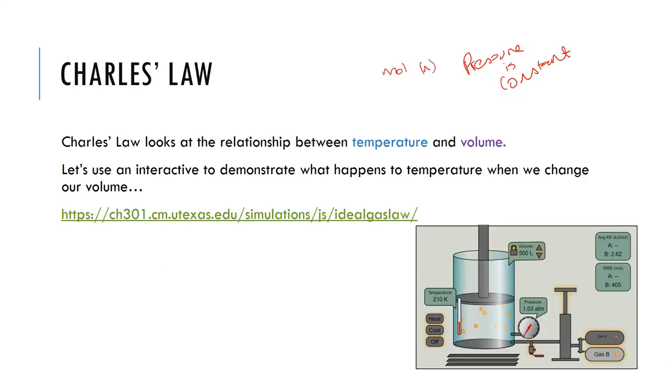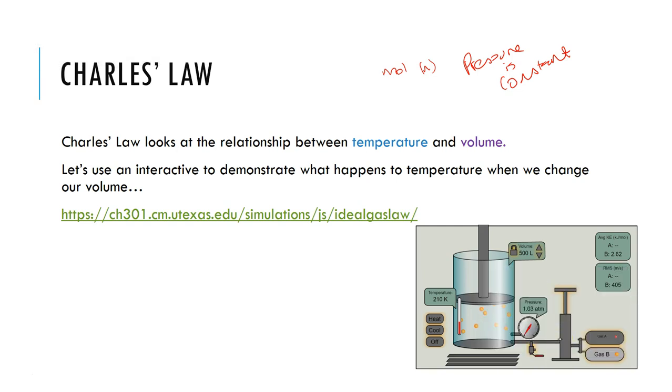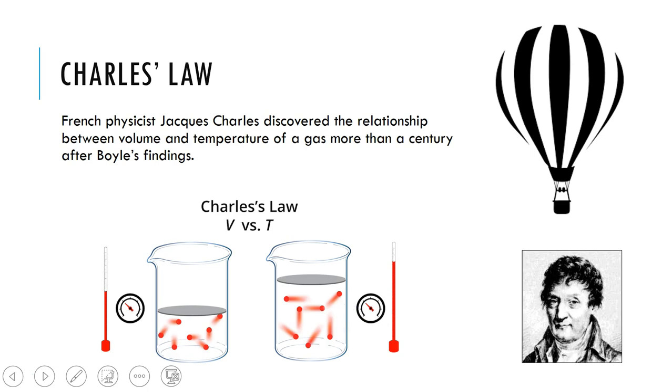So if we go back to Charles' law and talk about how we're going to define this mathematically, hopefully you will remember that with Boyle's law it was an inverse relationship, so we saw a negative gradient. This time we're going to be seeing something different.